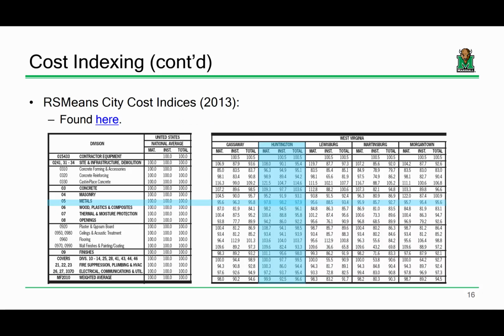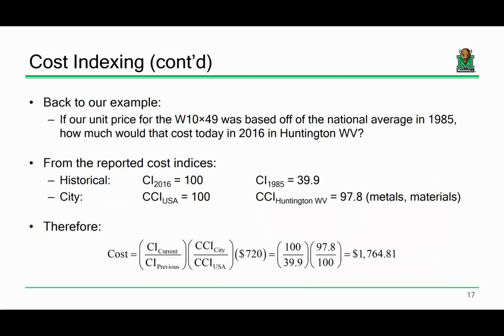So, if we're looking at metals, and I'm highlighting metals because our example in the slide was a W10 by 49, our cost index for the material would be 97.8. So going back to that example, if our unit price for the W10 by 49 is $60 per foot, what if it was based off the national average in 1985? How much would that cost in 2016 in Huntington, West Virginia?